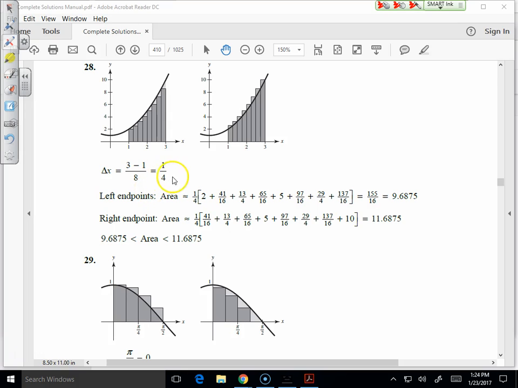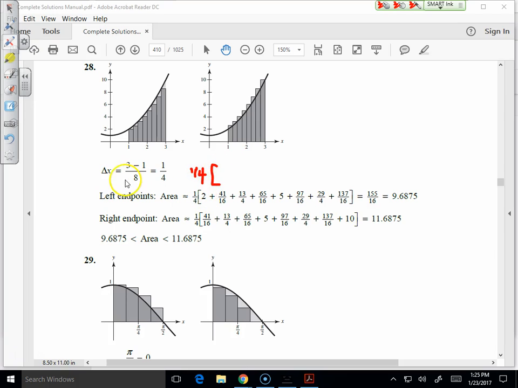F of something. Yeah, F of what? Maybe I should do F of s? First of all, was the 1/4 cool? Yes. Yeah, because what was the distance between 1 and 3? 2 units, right? Cut into how many rectangles? 8. So therefore they're going to be 1/4 wide each, right?